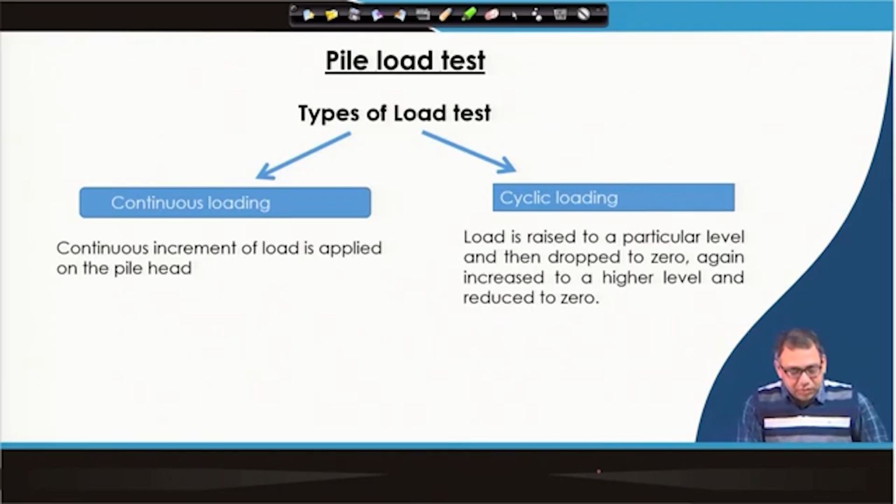Now, pile load tests can be of 2 types. One is the continuous loading, another is the cyclic loading. Continuous loading means a continuous increment of load is applied on the pile head. In cyclic loading, the load is raised up to a particular level, then dropped to 0, again increased to a higher level and reduced to 0, and so on. The purpose of cyclic loading is that by the cyclic pile load test we can determine the end resistance and the friction resistance separately.